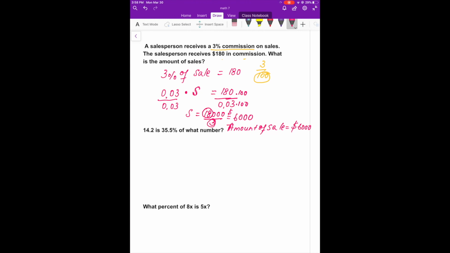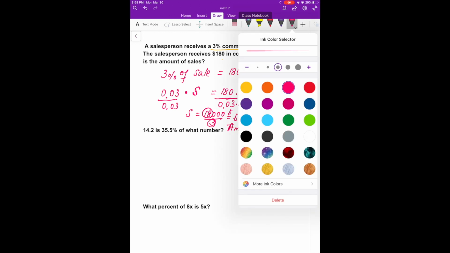So the amount of sale is $6,000. That makes sense because for every $100 he is getting $3 as commission. So how many hundreds are there in 6,000? There are 60 hundreds. So 60 times 3 is 180. So we used an equation.